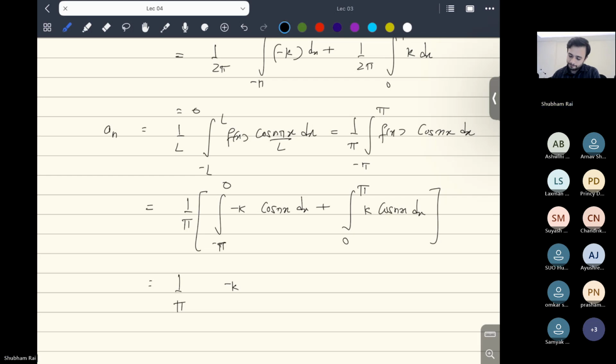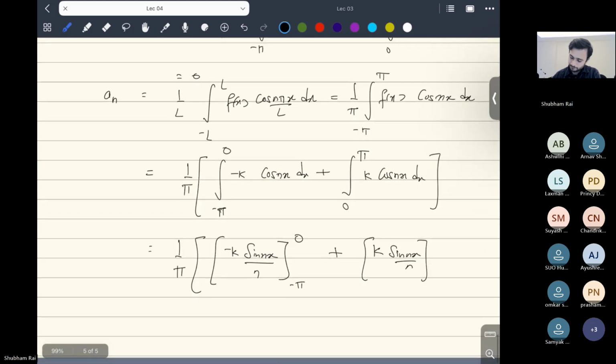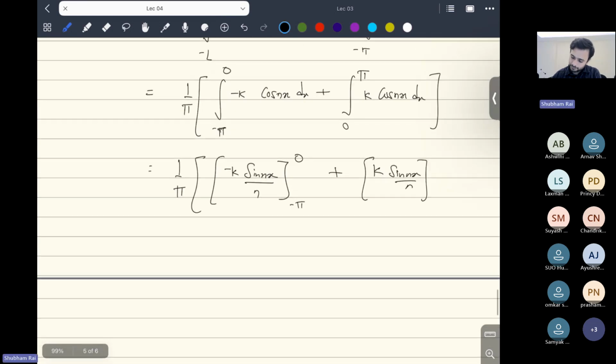Anyway, here we have cosine of nx, so its integral will be sine nx by n, and then we have the same with sine of nx by n. In both cases you will get 0 because sine 0 is 0, sine pi is also 0. So you will get 0.